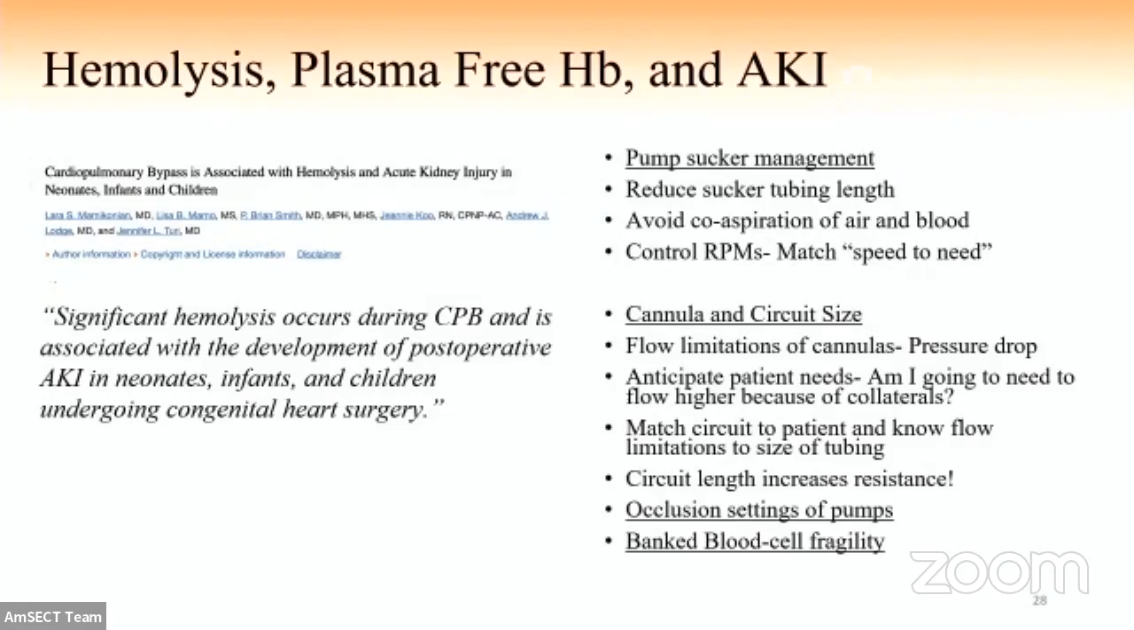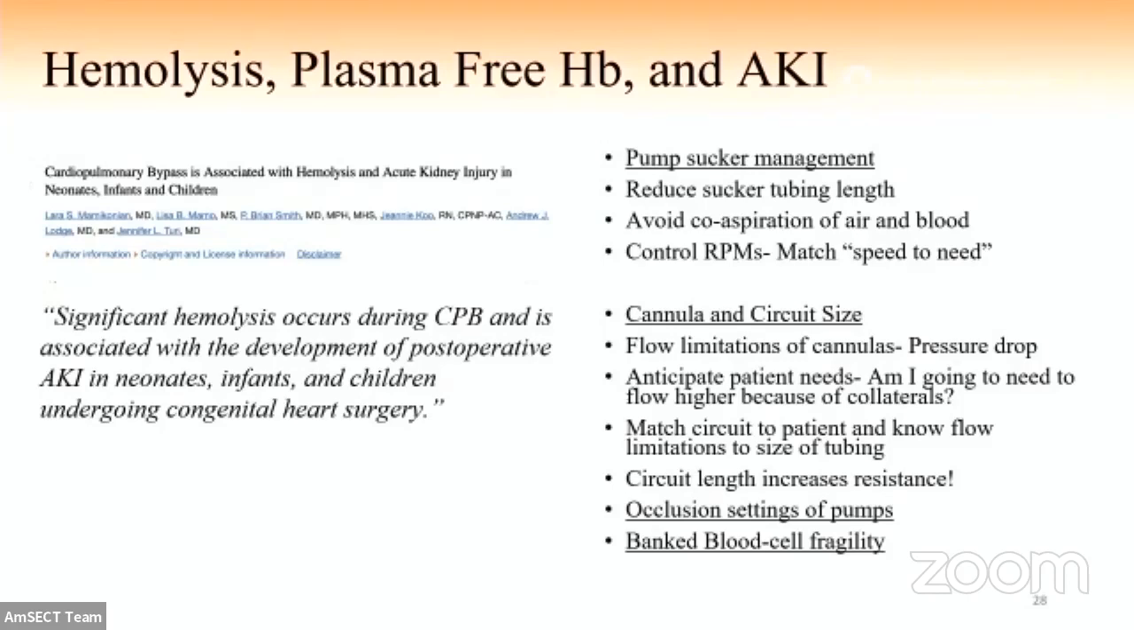Reduce sucker tubing length too. You have 8 feet of tubing sucker, and it's this co-aspirated air and this froth coming back to you. You are just chewing up those cells, and you're gonna get plasma-free hemoglobin. Controlling your RPMs, I said, match speed to need. Cannula and circuit sizes too. Know your appropriate cannulas and your circuit size. A high pressure drop will cause hemolysis over a period of time.